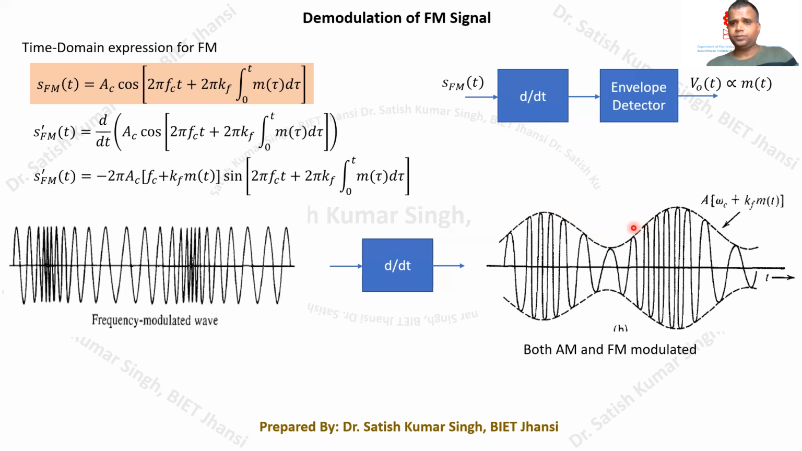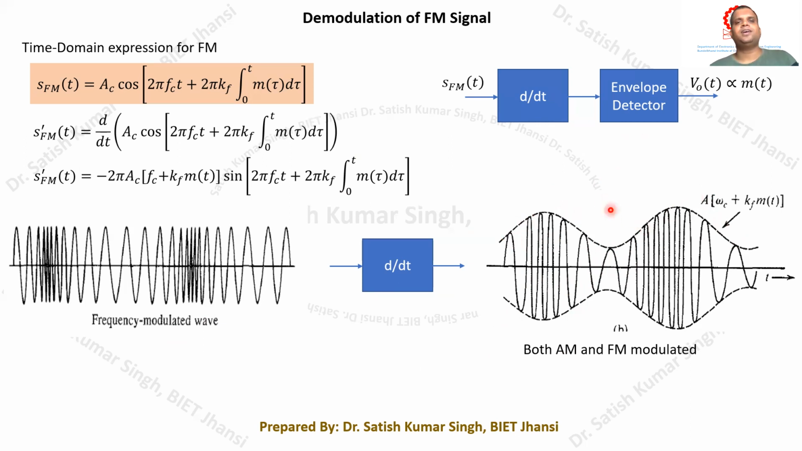So basically, what we are trying to do is we have to pass the FM signal through a differentiator circuit, and the differentiator circuit will convert this FM modulated signal into both AM and FM modulated signal. So now we can see that basically the message part will appear in the envelope of this differentiated signal. And therefore, we can pass this signal now through an envelope detector, and therefore the output of the envelope detector will be proportional to our message signal.